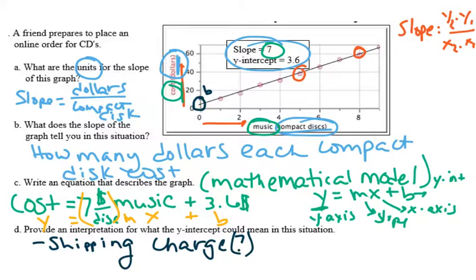Okay, so what we did here was look at a graph, interpret the axes. We looked at the slope and the y-intercept, and we used them to make a mathematical model. And then we also interpreted the y-intercept for this situation. So we're going to be doing a lot of that in physics.